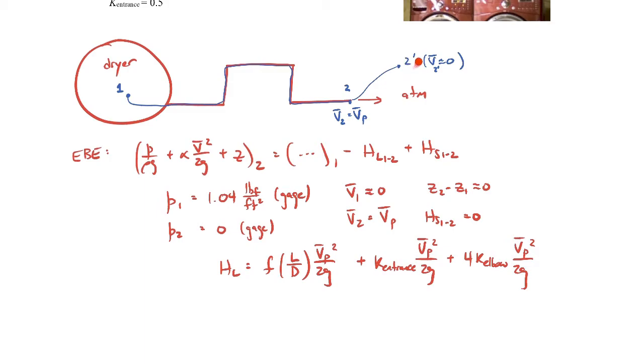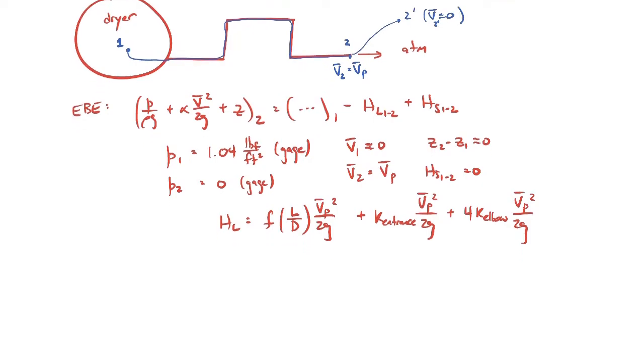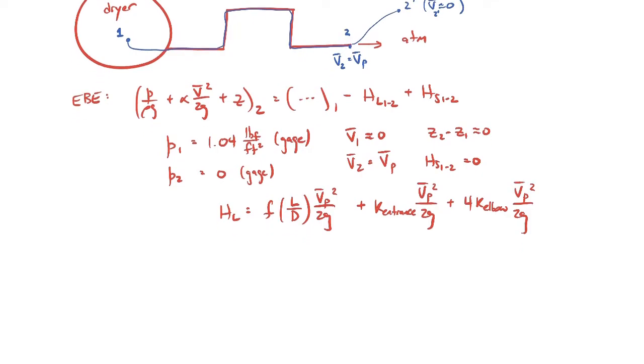If I used point 2 prime, then what would be different in this problem is that the velocity at 2 prime would be 0, and we would also have an exit loss that we would have to add in. You'll get the same result in the end, it's just shifting where some terms are. Okay, so we're going to keep our point 2 right there. All right, so let's substitute into our extended Bernoulli equation and simplify things.